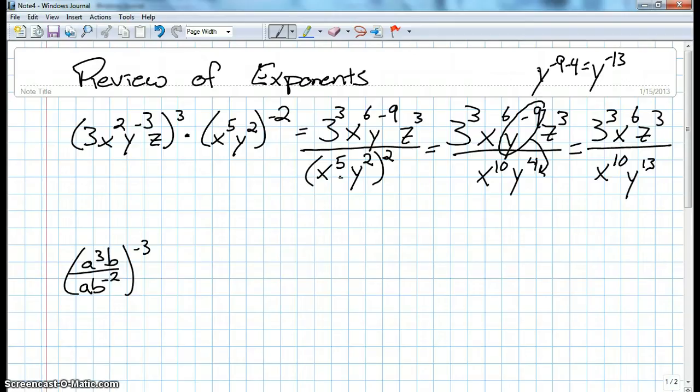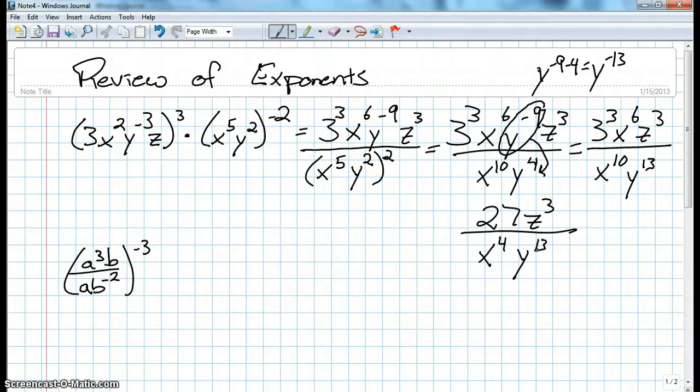What do the x's go to? X to the 4th. Where, in the numerator or denominator? On the denominator. Good. So 3 to the third, guys, is 27. The x to the 6th and x to the 10th, as Barrett told us, becomes an x to the 4th in our denominator. We have a z cubed in the numerator and a y to the 13th.